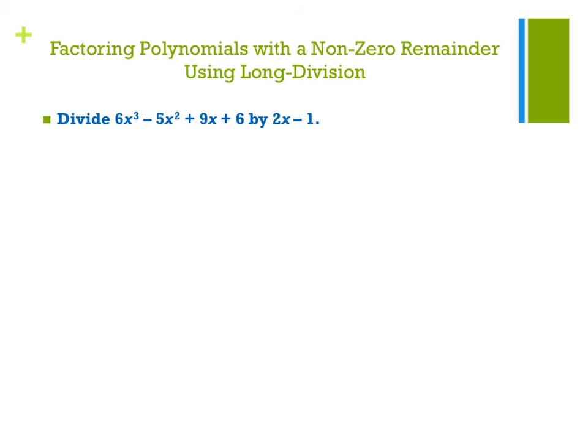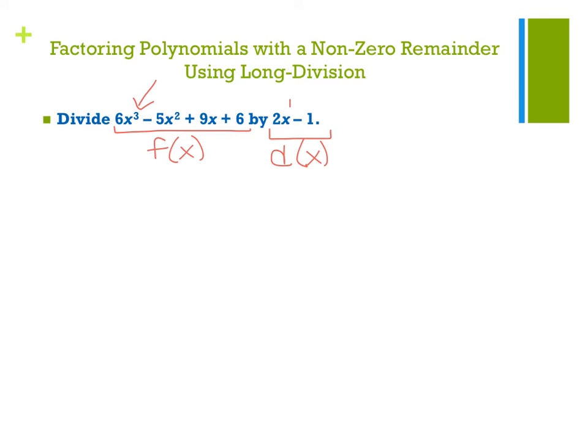So let's take a look at an example here using polynomials. Right here it asks me to divide this function. This is our f of x function, our polynomial. It's actually a cubic polynomial because our degree right here is 3. And we're going to divide that by our d of x, our divisor, which is 2x minus 1. And this is a degree 1 polynomial.